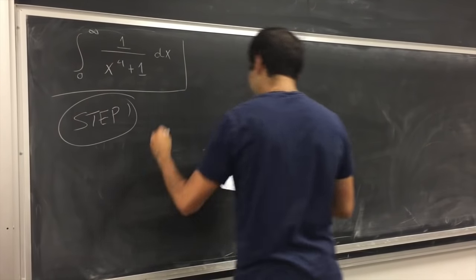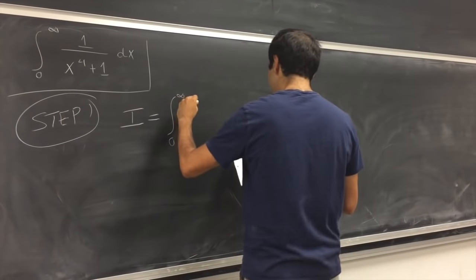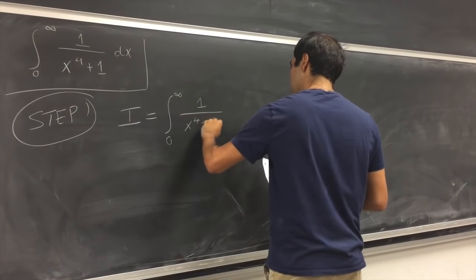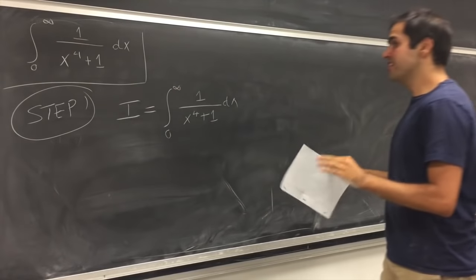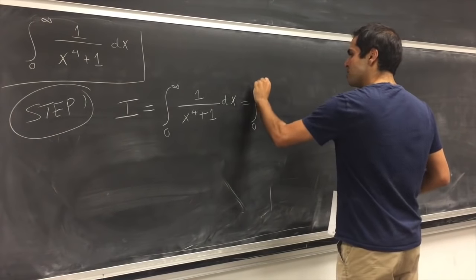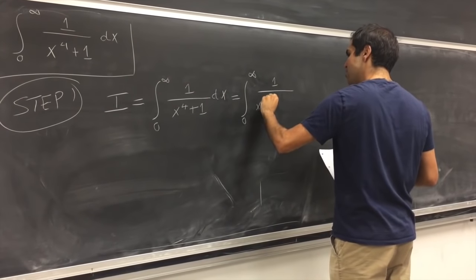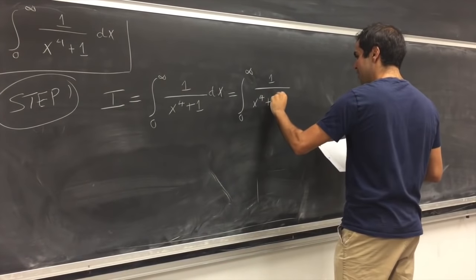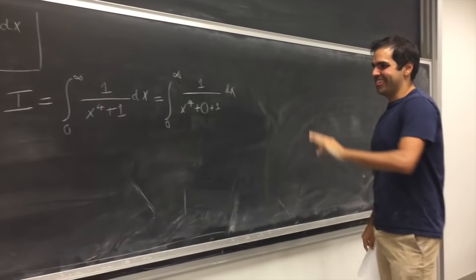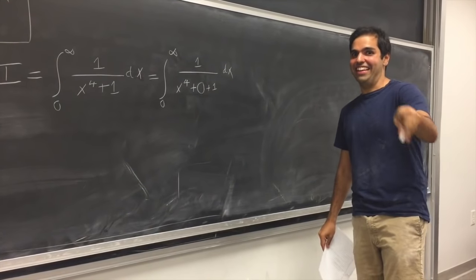So step one, consider this integral. Let's call it I: the integral from 0 to infinity of 1 over x to the 4th plus 1 dx. Here's a little trick. Notice x to the 4th plus 1 is the same as x to the 4th plus 0 plus 1. I know, crazy, but you'll see. You're laughing now. You will not laugh later, okay?